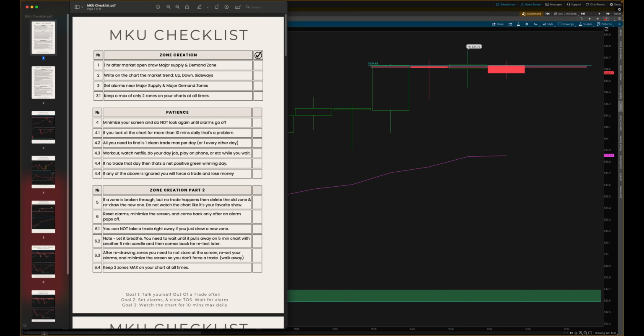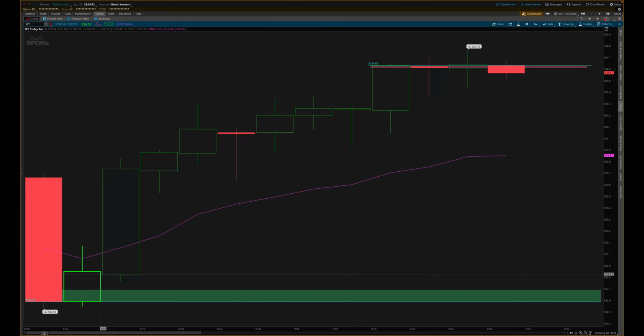So this is step one. That's all we did so far. Draw the zones. Step two, go ahead and write on the chart: is the market trend up, down, or sideways? And I don't want you to overcomplicate this. I want you to go to this tool and visually look at it. Is it going up, down, or sideways? Keep it very simple. Just put uptrend in this scenario because it's visually going up.